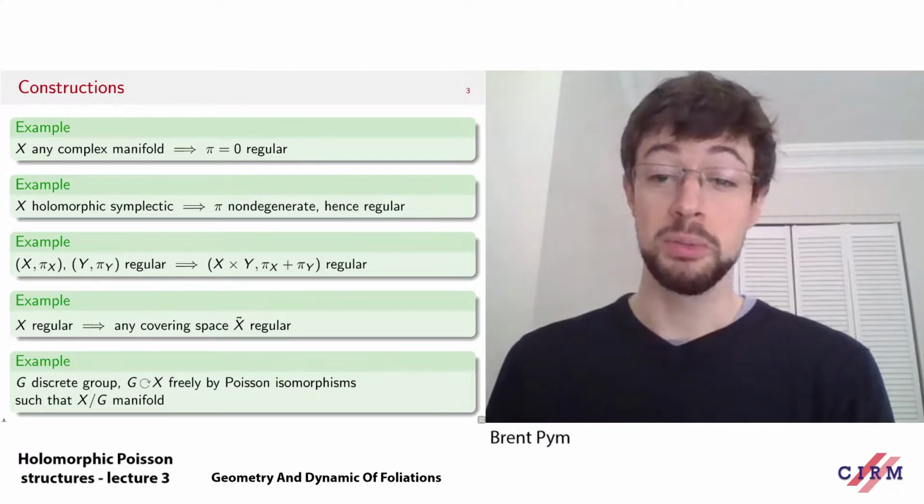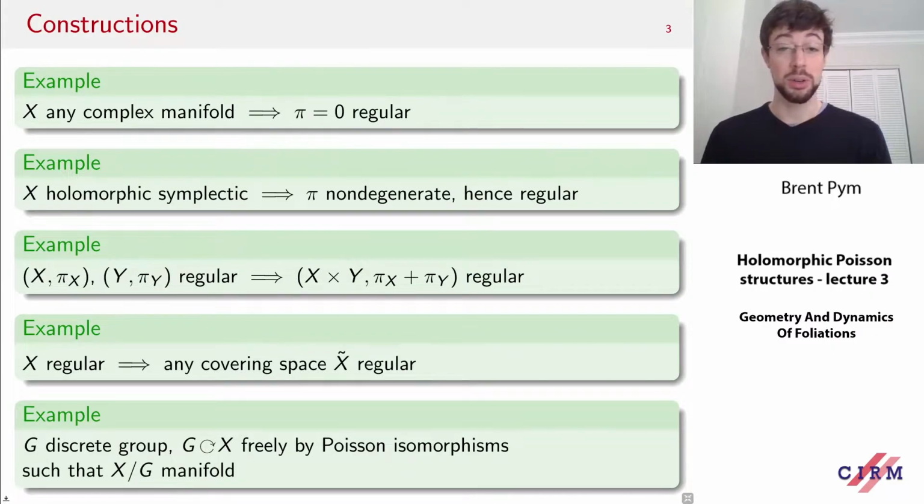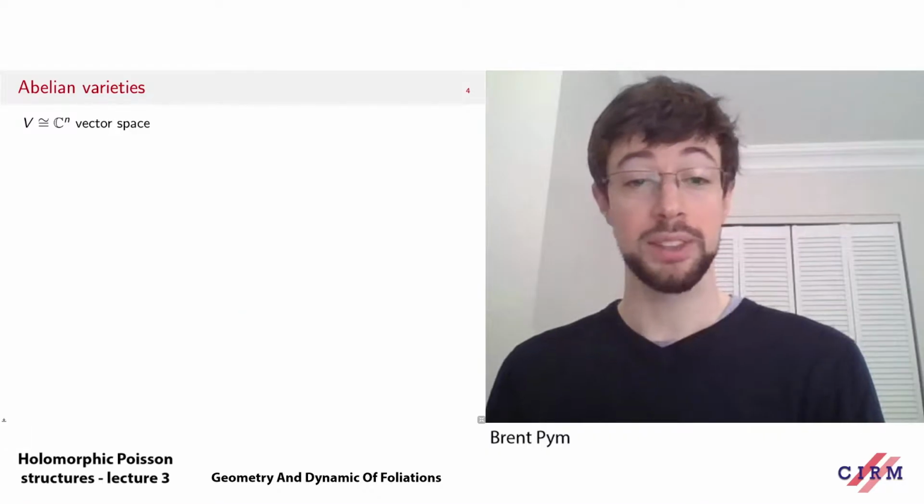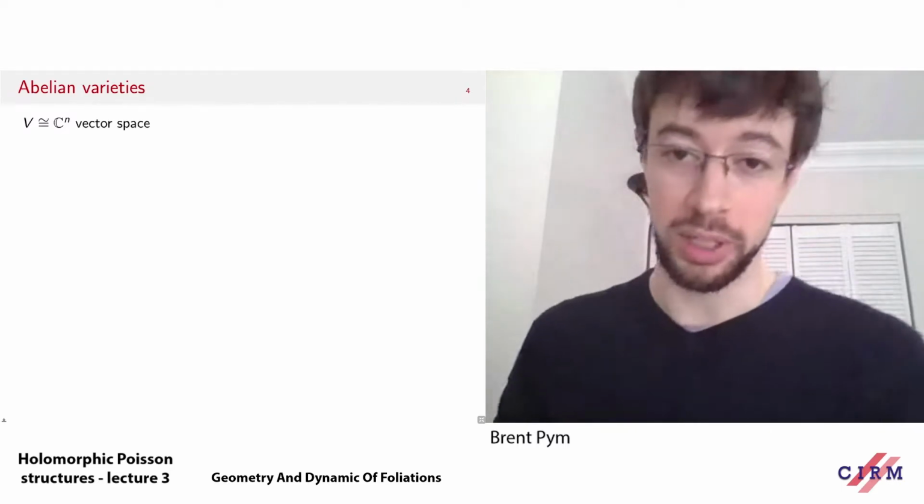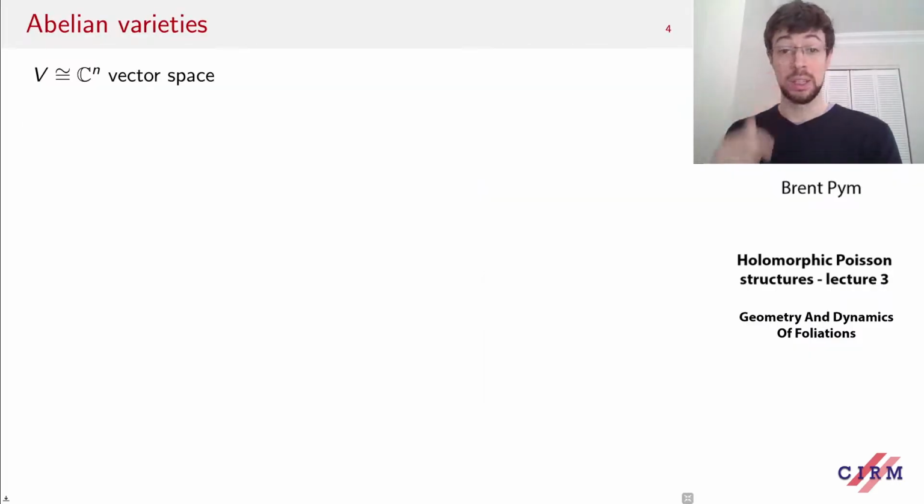And let's assume that we're in a nice situation so that the quotient is actually a manifold. Well, as we saw, you can always take a quotient. The quotient will always carry a Poisson structure. And in this case, again, the quotient map from X to its quotient is a covering space. So going in the reverse direction of the previous example, what we get is a Poisson structure on X mod G, which is regular.